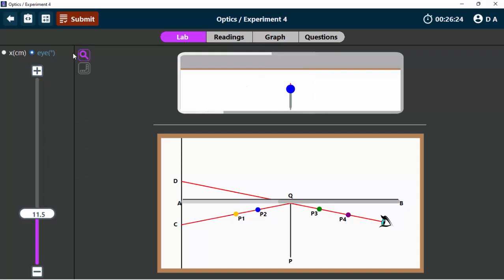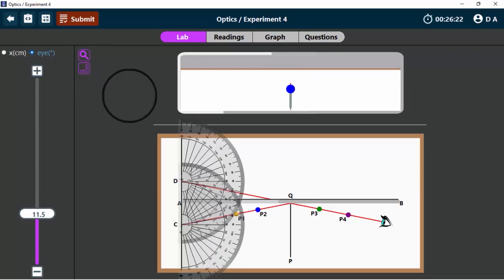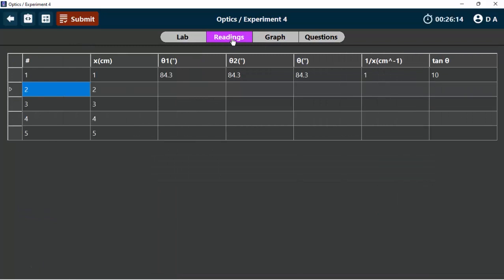So once you have this, the next thing you do is to position your protractor to measure the angle at C and the angle at D. Once you do that, you are going to get the following reading. After taking your reading, you're going to get the following.